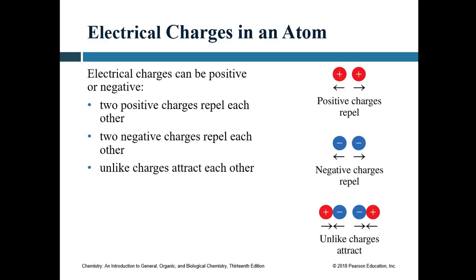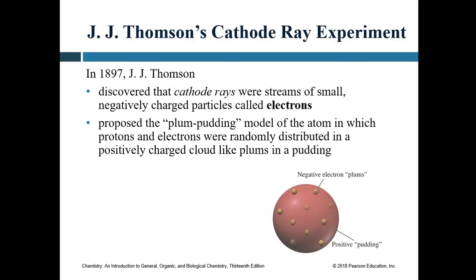So let's figure out, electrical charges can be positive or negative. Two positives repel each other. Two negatives repel each other. But unlike charges attract each other. Using these concepts is what helped them deduce things within the atom. So in 1897, J.J. Thomson discovered that cathode rays were streams of small negatively charged particles called electrons.